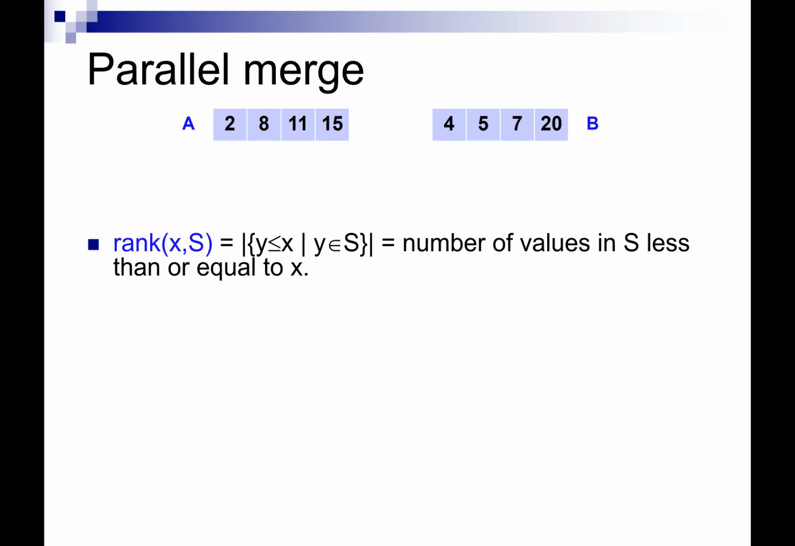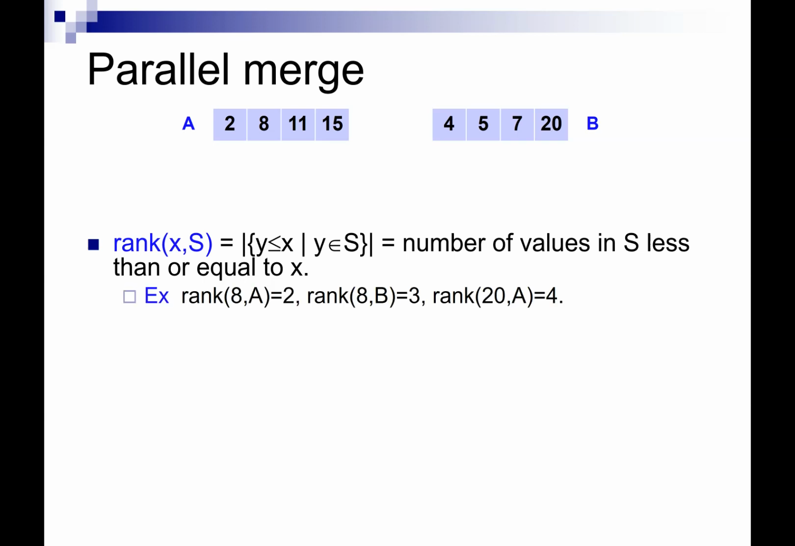Now we're going to define this thing called rank. This is a value in a set. The rank of a value x in a set S is: we go look in the set and see how many values are less than or equal to x. So that is the rank of x in S. It's equal to the number of values in S less than or equal to x.